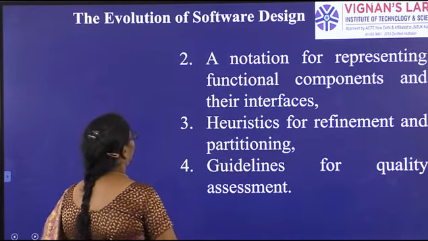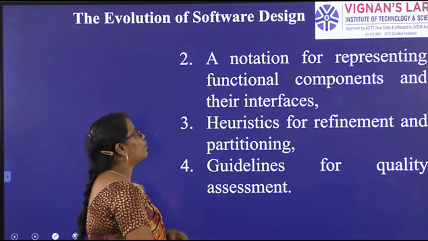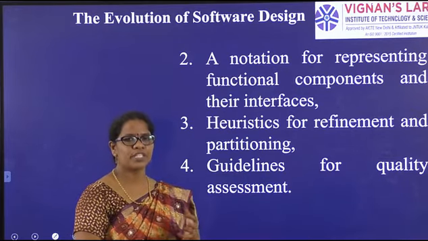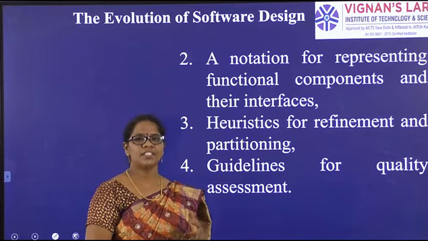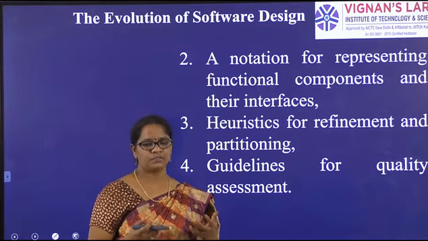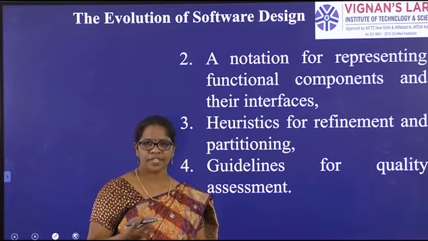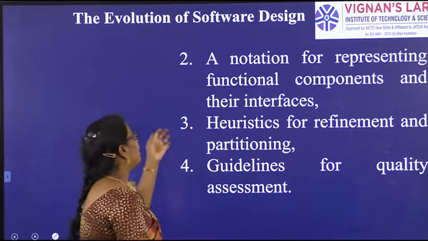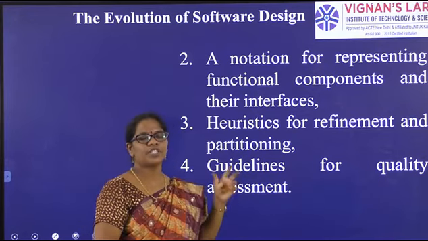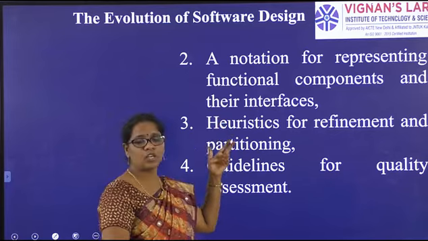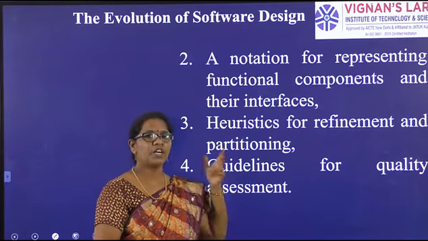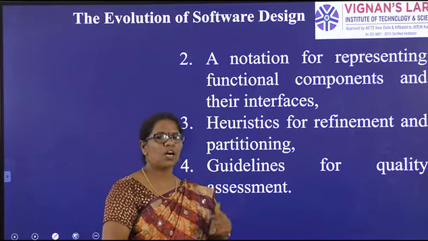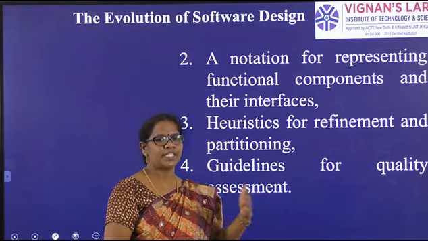The next point is a notation for representing functional components and their interfaces. Notation is nothing but some symbols. We have to use some symbols, because we can't represent the whole system on one paper. So we use some notations, some symbols. Representing the functional components, we are using the notation for the function of the components. The functioning of the components is represented by the notation and their interfaces. So how the design will go further, how it uses the system.